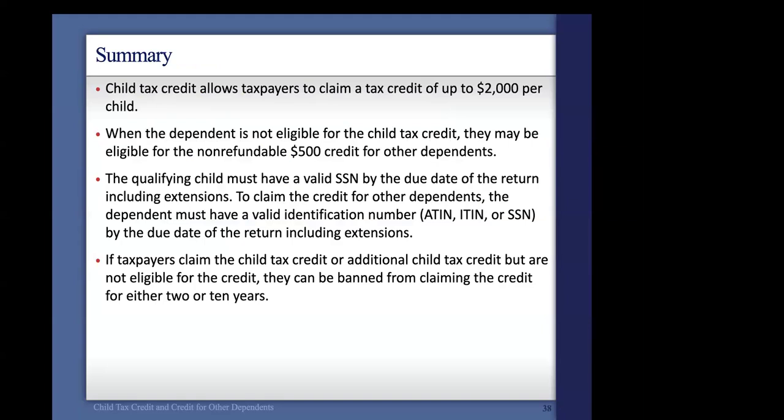The child tax credit allows taxpayers to claim a tax credit of up to $2,200 per child. When the dependent is not eligible for child tax credit, they may be eligible for the non-refundable $500 credit for other dependents. The qualifying child must have a valid SSN by the due date of the return, including extensions. To claim the credit for other dependents, the dependent must have a valid identification number by the due date of the return, including extensions. If taxpayers claim the child tax credit or additional child tax credit but are not eligible for the credit, they can be banned from claiming the credit for either 2 or 10 years.